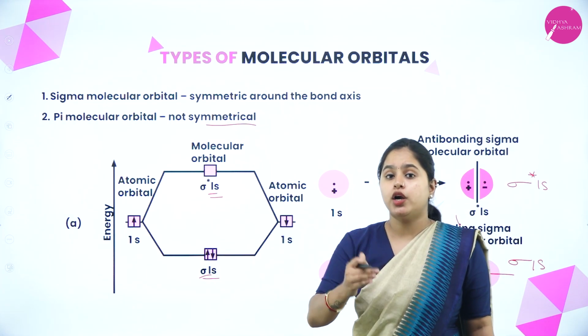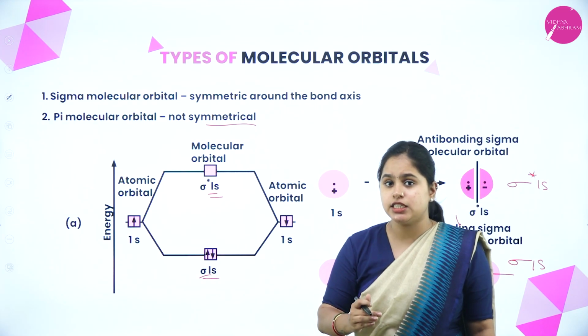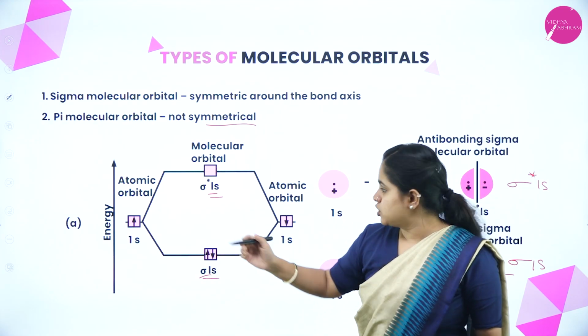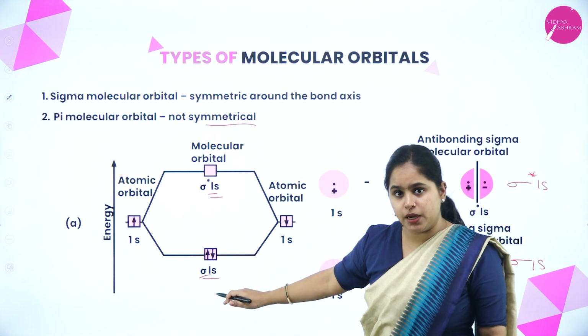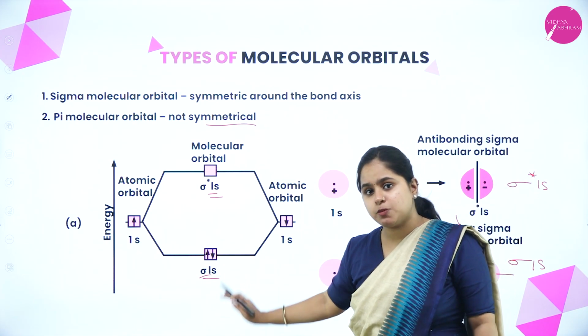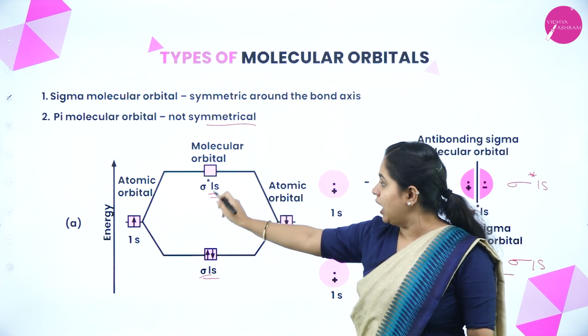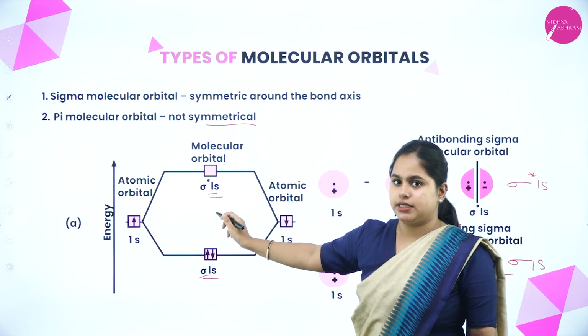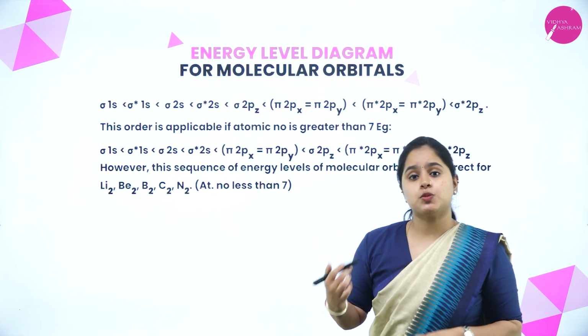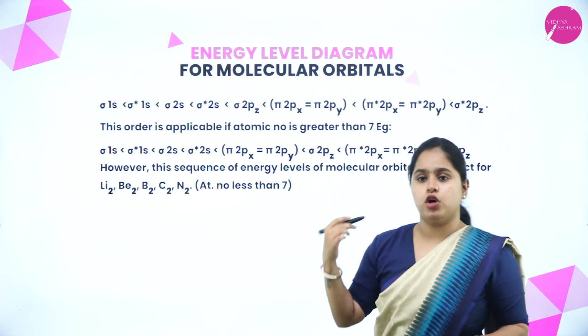We studied that the bonding molecular orbital has less energy and high stability, right? That is why sigma 1s, the BMO or bonding molecular orbital, is placed below, and sigma star 1s is placed above because it has high energy and less stability. Clear? Now let's move on to the energy level diagram for molecular orbitals.